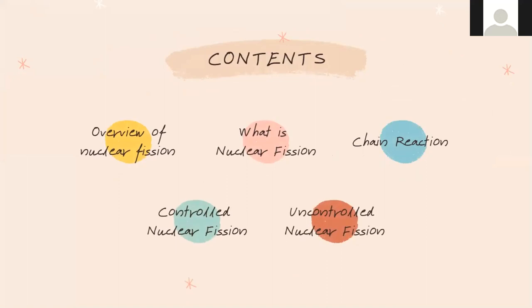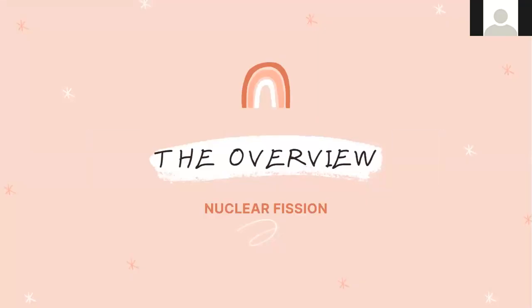So let's go to the first part. The contents here will be about the overview. Let's just refresh our mind of what nuclear fission is. Jaya has already explained this, but I'll go a little deeper into what nuclear fission is, right? Next, we'll be looking at what nuclear fission is and what it involves and so on. Then I'll be sharing about what a chain reaction is, and then controlled nuclear fission and uncontrolled nuclear fission. So let's go to part number one, the overview of nuclear fission.